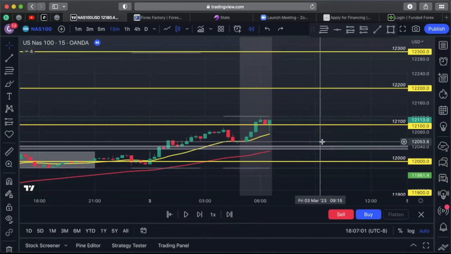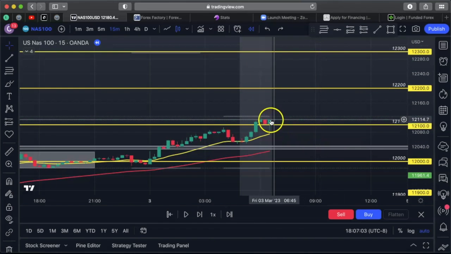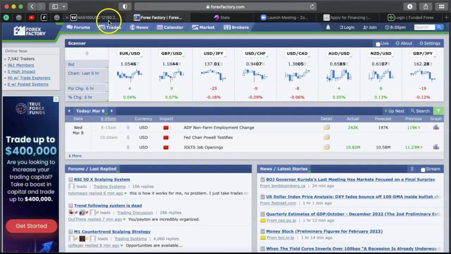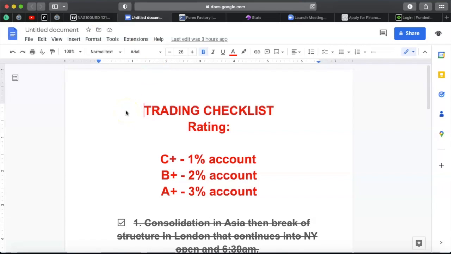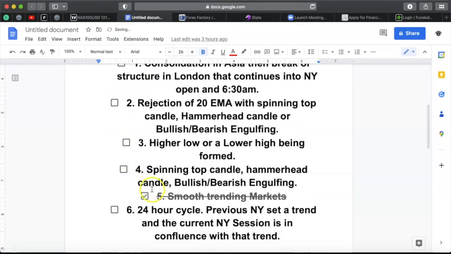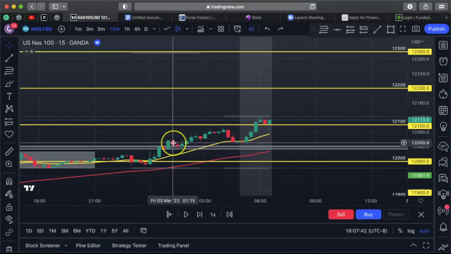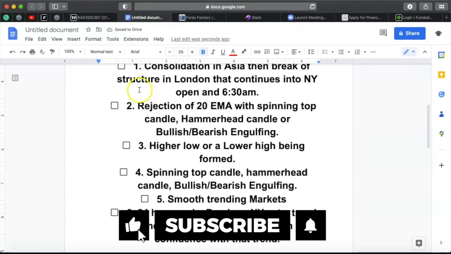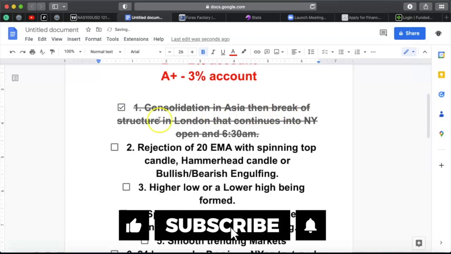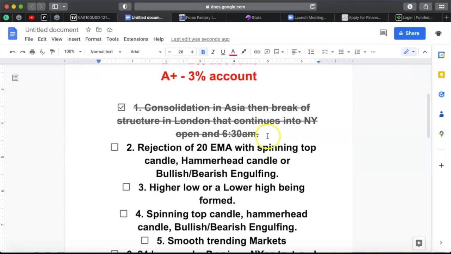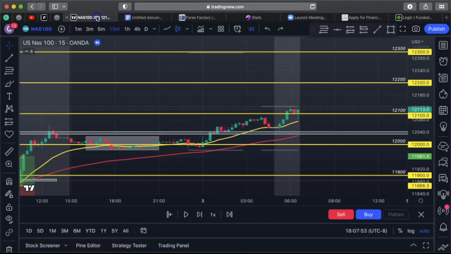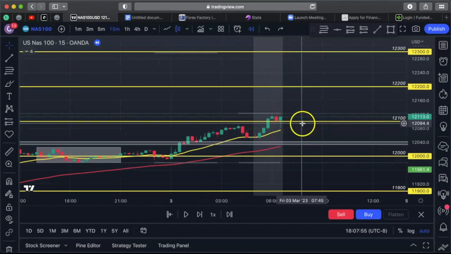So I really like this candle. Why? Because this is a hammerhead candle. And if we are using my checklist, which we should have the first time, let me go to it real quick. Now we have my trading checklist right here. Let me unmark this because I marked it off. Looking at these markets, we got the consolidation in Asia, then a break of structure in London that continues into New York open at 6:30 a.m. Perfect. We did not reject the 20 EMA, so I'm not going to mark that off.